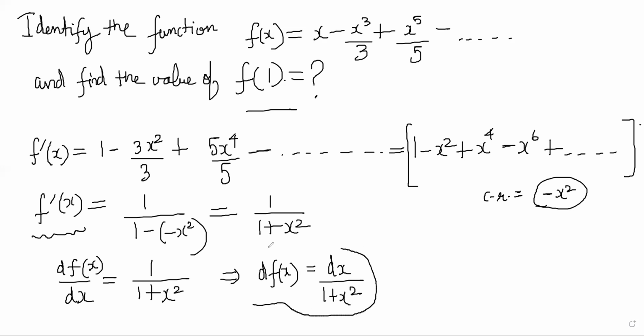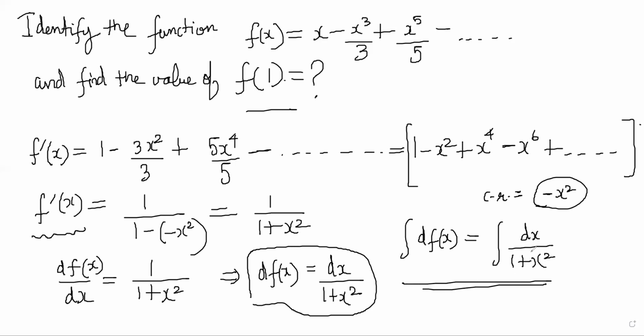And this is a fairly simple integral. Like if I integrate df x, I will get basically integral dx by 1 plus x square. And this integration is obvious to anyone who has done basics of integration. So this is actually tan inverse x plus some constant, right? Now integration of d of f x becomes f of x. F of x is becoming tan inverse x plus c. Now what is the constant value?